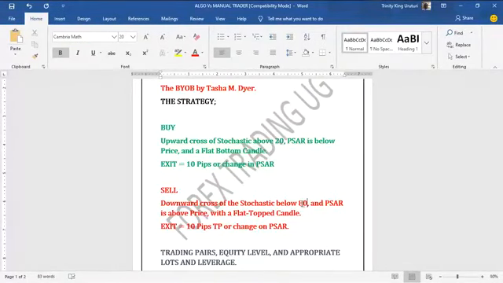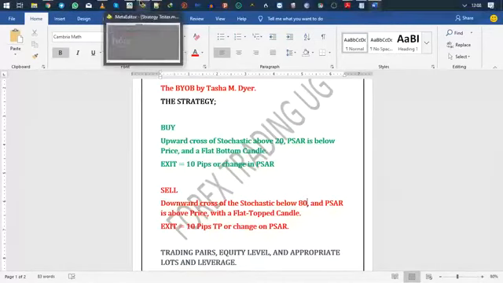Now, there are no specific trading pairs. I tried to contact Tasha M. Dyer, and she said that it can work on absolutely any pair. I don't think that's exactly right, but yes, we're going to run these tests and look at the results together. To be fair, I'm going to run on the pound dollar.